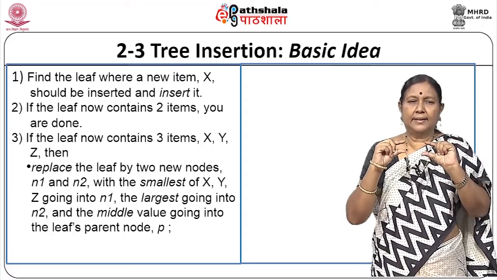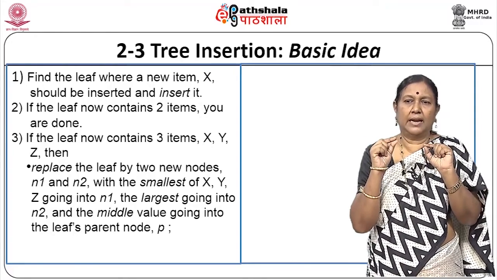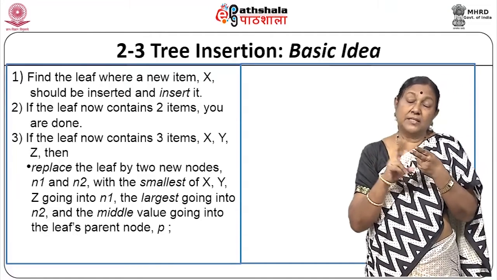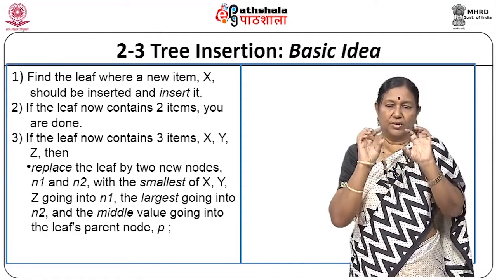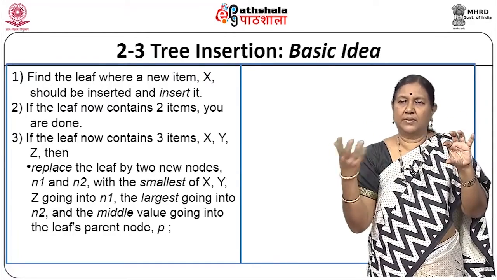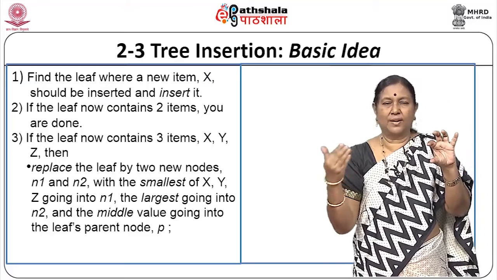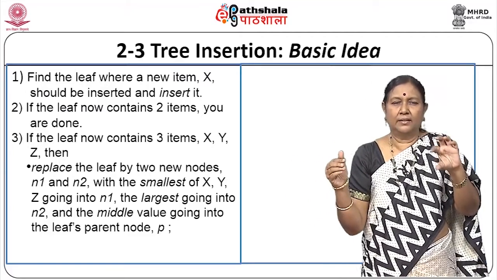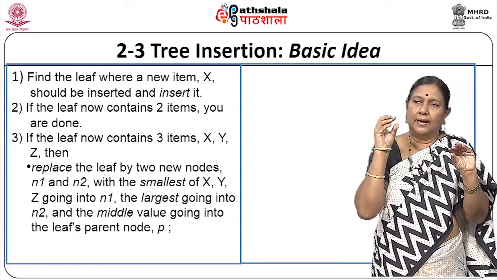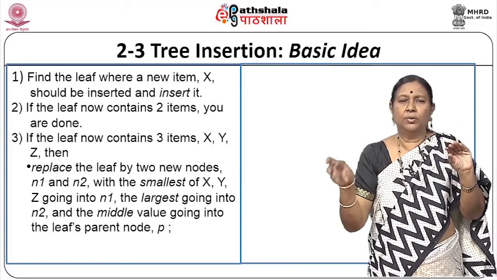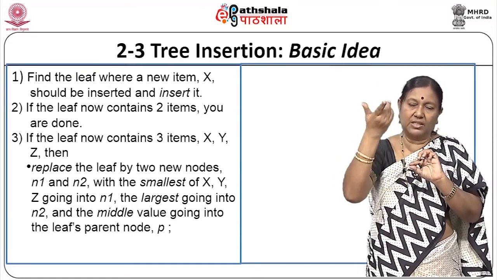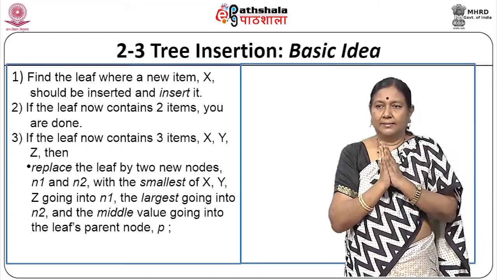So, just note I have 3 items x, y and z. Now, I take the leaf node and replace the leaf node by 2 new nodes. Instead of 1 leaf node, I am having 2 nodes, and in n1 whichever is smaller, let us assume x is smaller than y, y is smaller than z, then let the smaller one x go into n1, the larger one, that is z, going to n2, and the middle value will go up to the parent of this original leaf as a value.